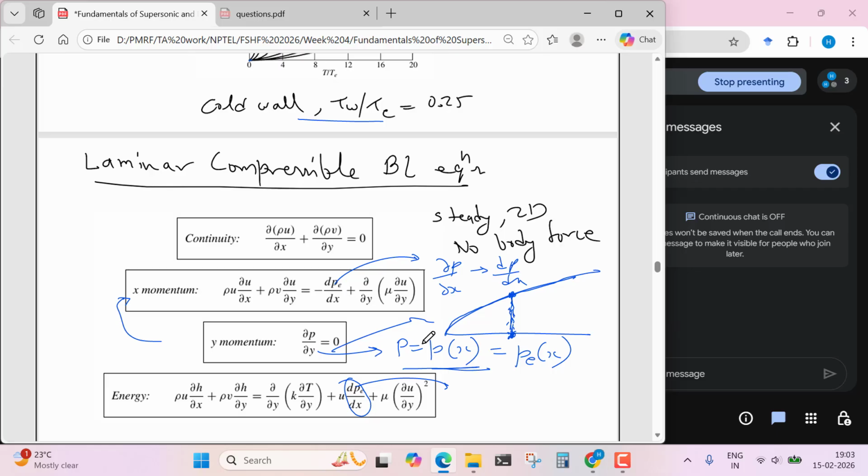Because in hypersonic there will be multiple kinds of effects. One of the things will be that on the body the shock layer will be very thin, and sometimes the boundary layer will also merge with that. So the flow will be viscous also. There will also be chemical reactions possible inside. So that's why it is not always possible.